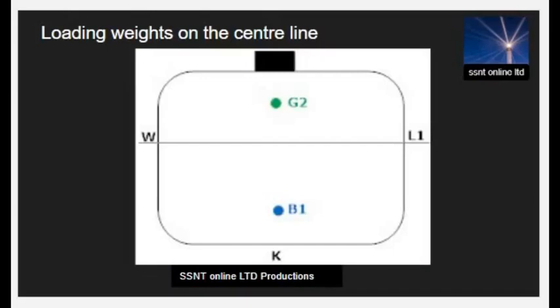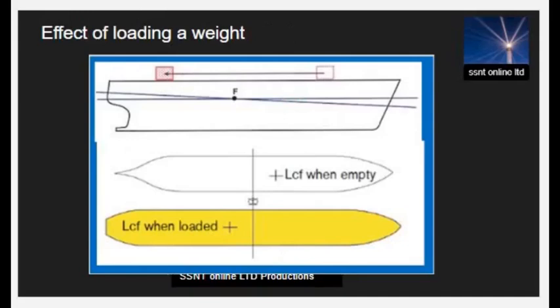For starters, a weight loaded on the center line will not create any port or starboard list on the ship. The added weight will cause an increase in draft, and possibly a change of trim. First, we assume the weight is loaded at the ship's longitudinal center of flotation.